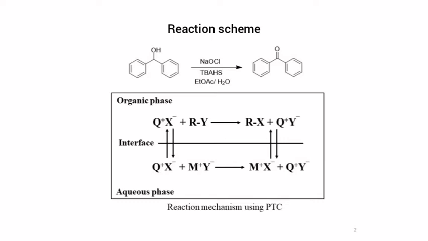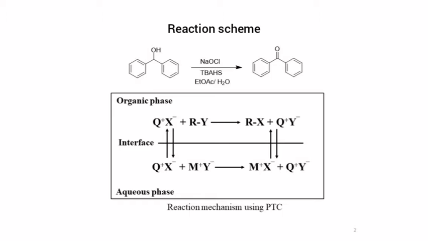In this reaction, the active reagent is the hypochlorite anion, but the hypochlorite anion is insoluble in ethyl acetate, which is the reaction solvent, with other cations like Na+. However, the phase transfer catalyst, tetrabutyl ammonium hydrogen sulfate, which is symbolized here by the Q+ X- ion pair, is able to partition the oxidant, hypochlorite anion, between the two phases.